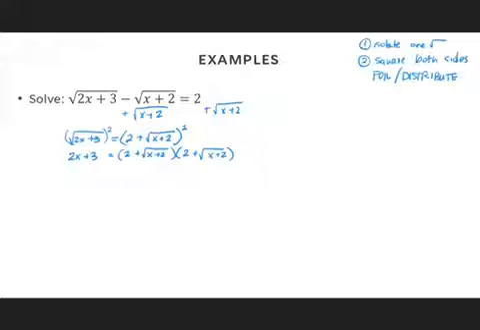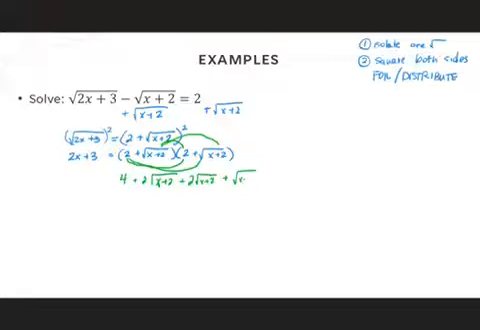And it does get messy, okay? You just have to be patient with yourself. You have to keep going and let it be messy. So we start with 2 times 2, which is 4. And we do 2 times our square root. So 2 times our square root, and then 2 times the square root, and then the square root times itself.